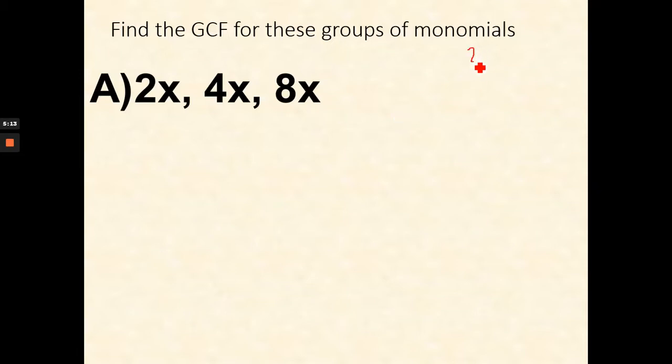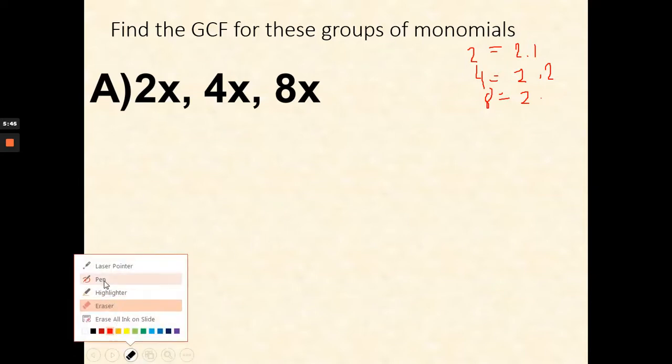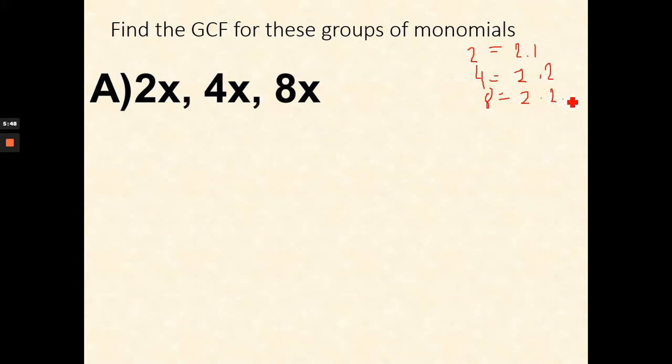Let's have this one, following the same thing. 2, 4, 8. Those are the coefficients. The factors of 2 are 2 and 1. The factors of 4, 2 times 2. How about 8? 2 times 4, right? But then, can we still factor 4? Yes. We can still factor 4 by 2 times 2.